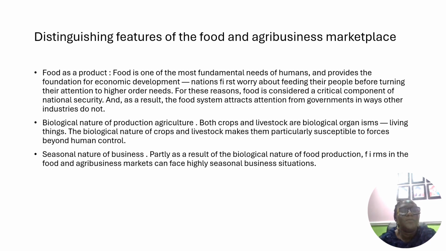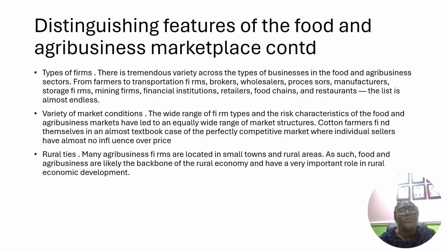Another distinguishing factor is the biological nature of agricultural production. Both crops and livestock are biological organisms. The biological nature of crops and livestock makes them particularly susceptible to forces beyond human control. Another feature is the seasonal nature of the business. Partly as a result of the biological nature of food production, firms in the food and agribusiness markets can face highly seasonal business situations.